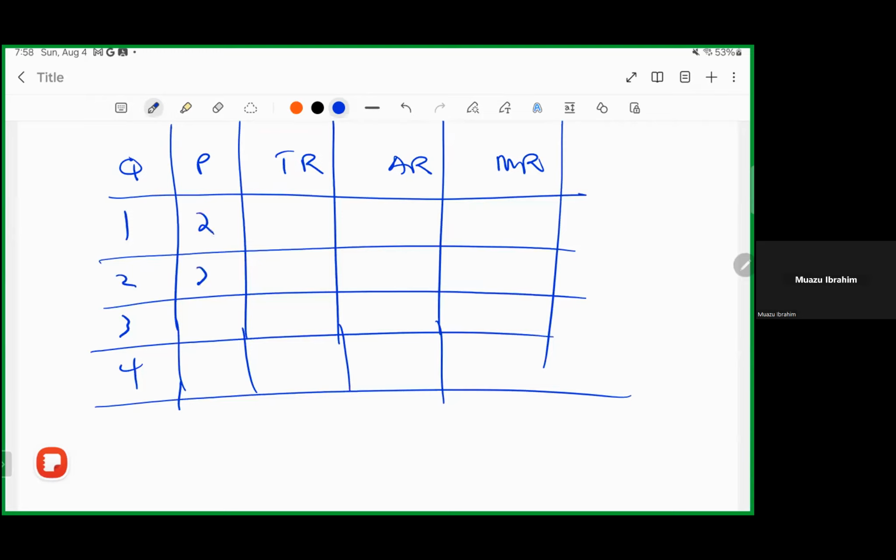So here will also be true. What will be total revenue? Price times quantity. So total revenue will be what?